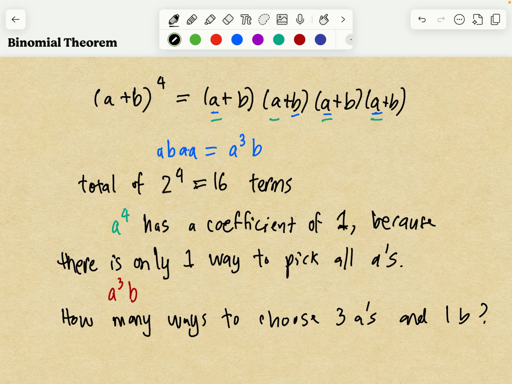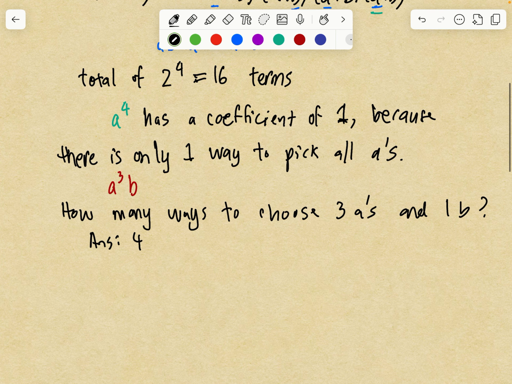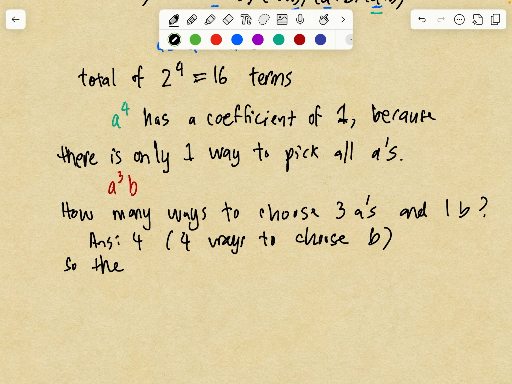Well, if you're going to choose 3 a's and 1 b, it's easiest to think about it as out of the 4 options, you're allowed to pick 1 b. So there are 4 options. And so the answer is 4. So the coefficient of a cubed b is 4, right? Because there are 4 ways to choose the b.